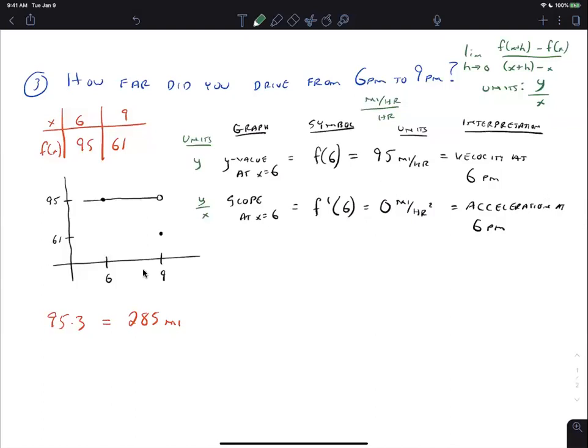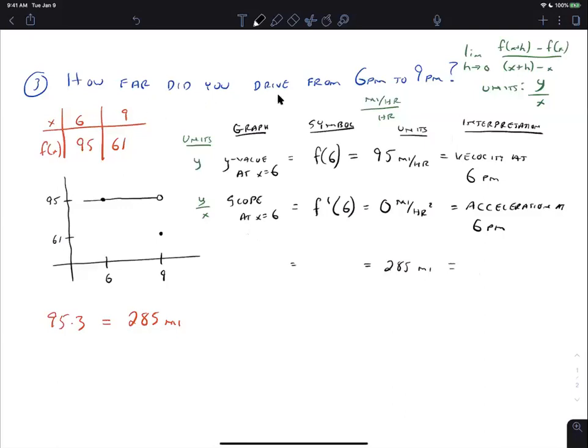Now, all of this is related to what we're doing down here, but none of this is 285, right? So our answer on this question was 285, and the units were miles. Does that make sense? Okay, so what I want to know is what is this other stuff? Where does that show up on the graph? What is the symbol for that? What's the interpretation of that? So let's actually start with the interpretation.